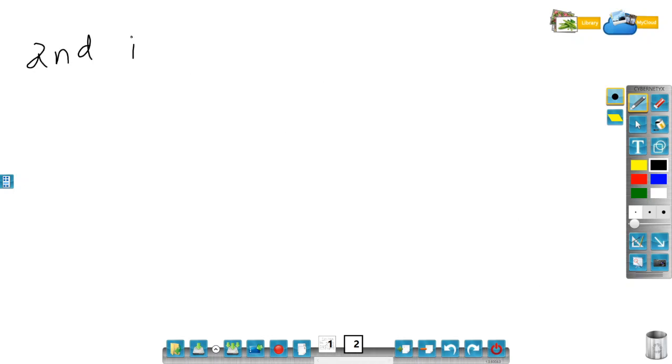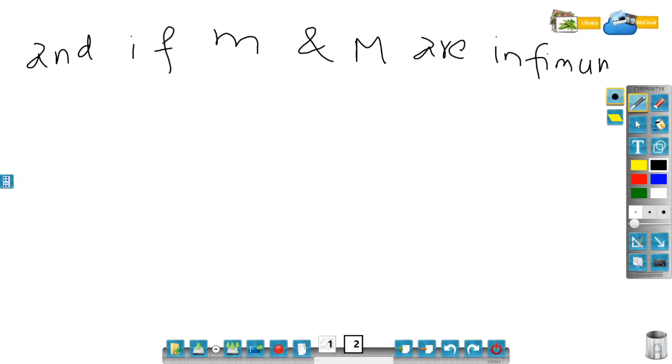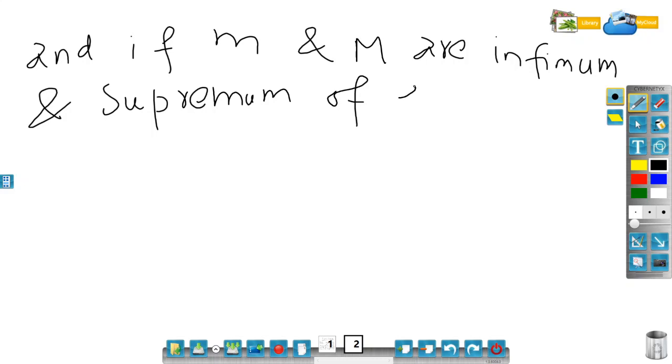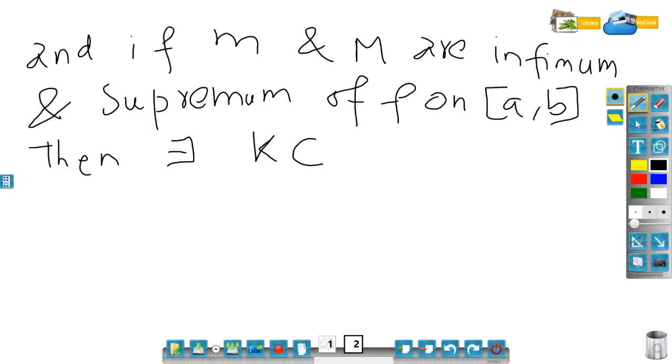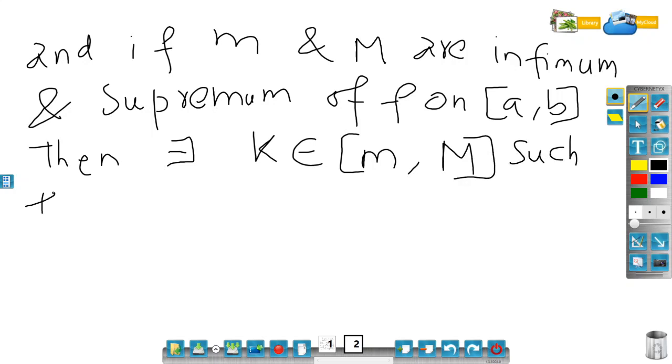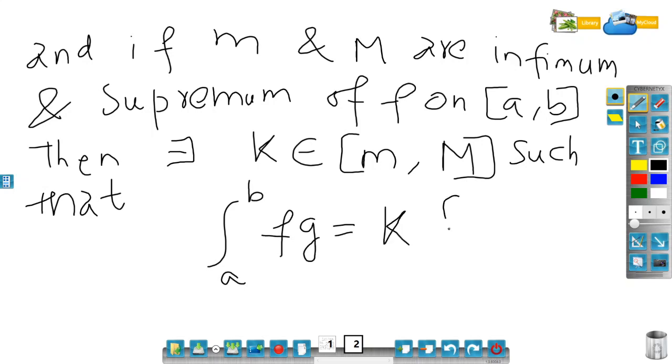and if small m and capital M are the infimum and supremum of f on the closed interval a, b, then there exists k belonging to [m, M] such that the integral a to b of f times g is equal to k times the integral a to b of g. Right, this theorem we have seen.